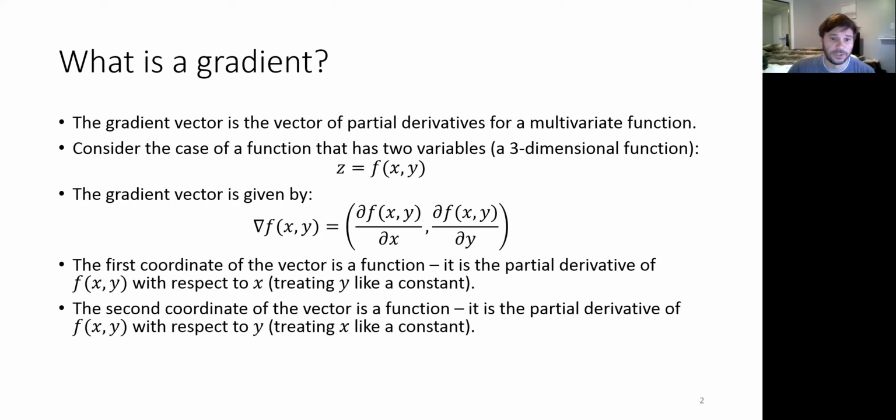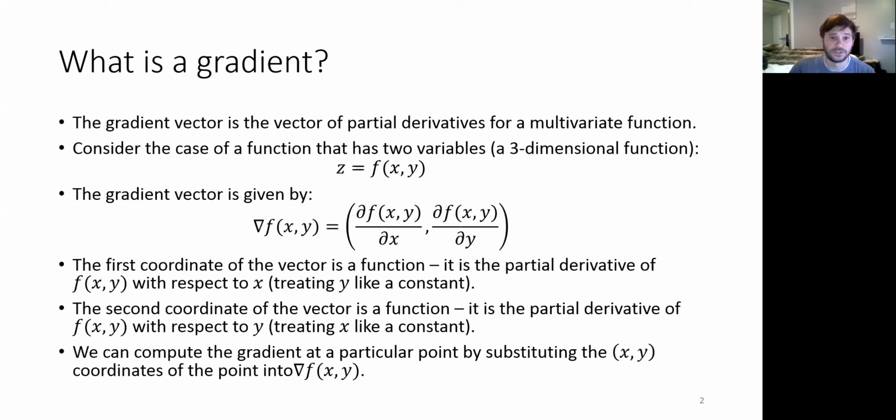The second coordinate here is the partial derivative of the function with respect to y, and that derivative can be a function as well. And if we wanted to, we can compute the gradient at a particular point by plugging in the xy coordinates, in for x and in for y. We would substitute those in here as well, and we would be able to compute a numerical value for the gradient vector at a particular point in the xy plane.